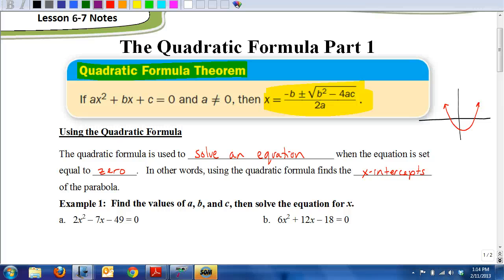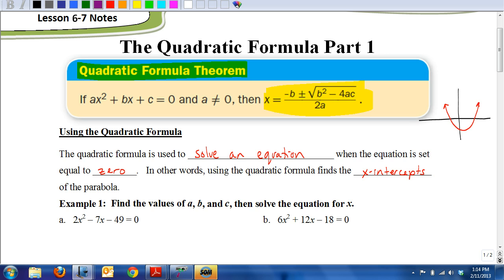Okay, so in this video we're going to introduce this idea of the quadratic formula and how we apply it. So you want to make sure that you get this theorem or this formula down in your notes, because this is something that you're going to be needing to know. You're going to have this formula memorized.